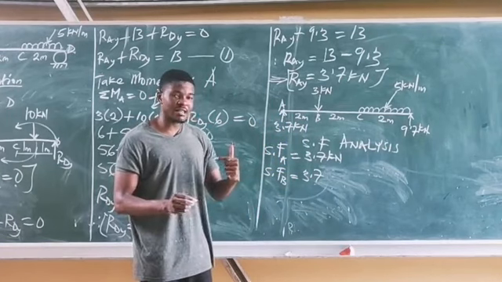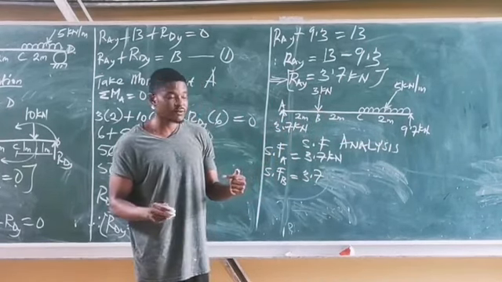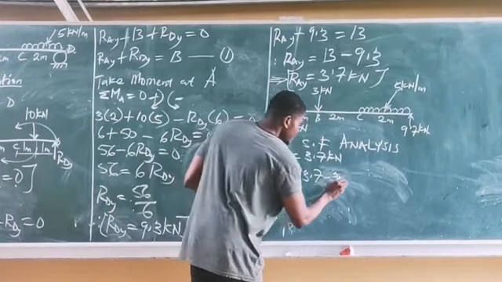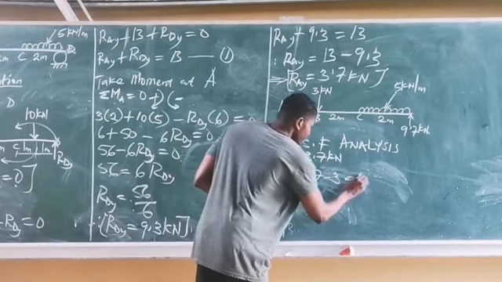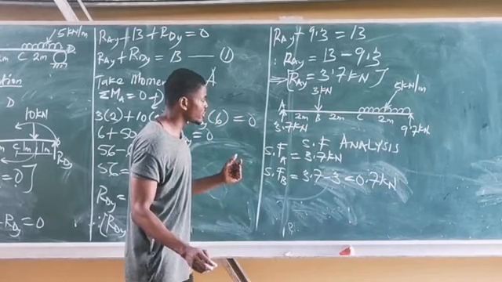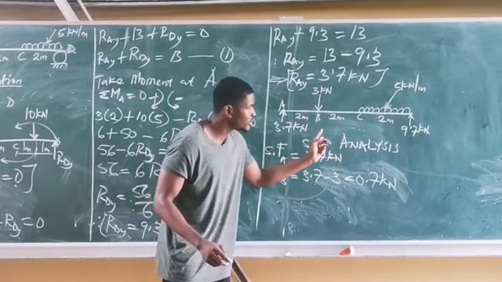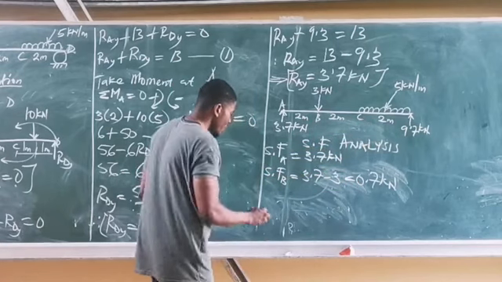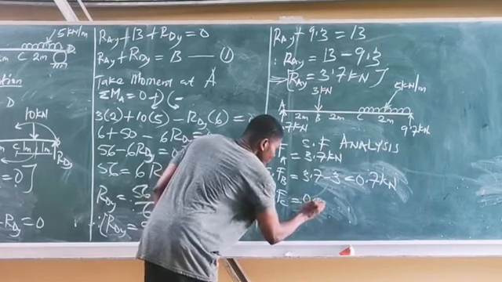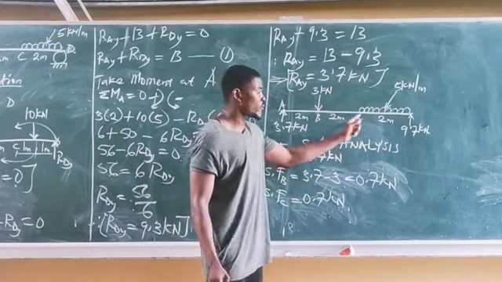A force that is acting downward, and that downward force is simply 3 kilonewtons. Downward is negative. So we have minus 3 kilonewtons, and this is equal to 0.7 kilonewtons. So the shear force at B is 0.7 kilonewtons. This same shear force moves from point B to point C. So the shear force at point C is also 0.7 kilonewtons, because at point C there is no force.